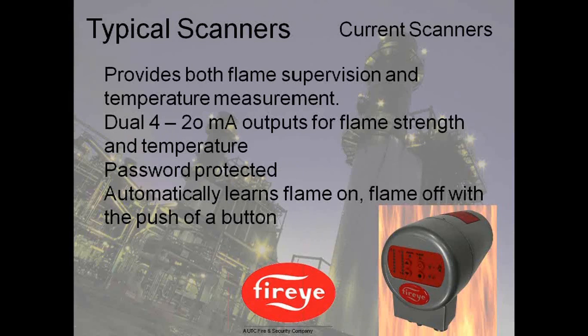Finally, we offer the Paragon scanner, which does not only flame supervision, but temperature measurement. It provides dual 4 to 20 outputs, one for flame strength and one for temperature. It's password protected. It does the auto-tune, learning the flame on and flame off. This is a good application for power generation.